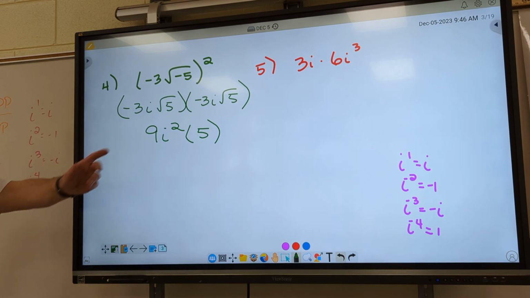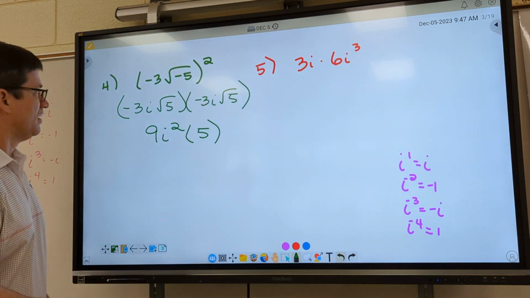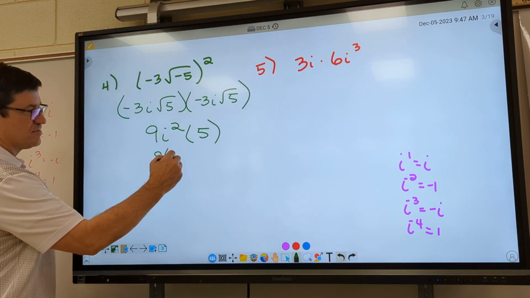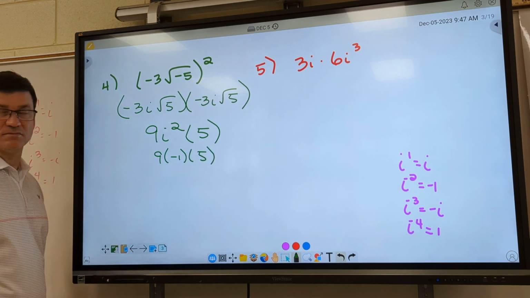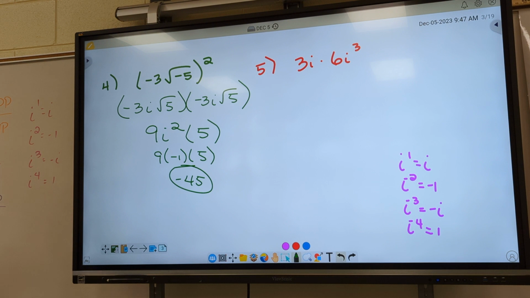Okay, what does i squared change into? Remember your i's. i squared is negative 1. So that's really 9 times negative 1 times 5, which is negative 45. Now you can skip some steps if you want to skip some steps.